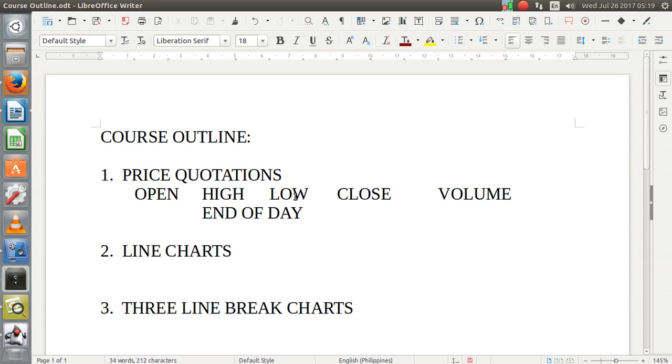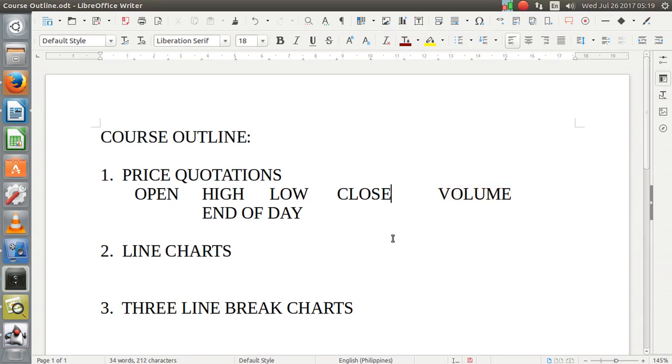And of course, you have to take into consideration volume. Volume is also very important. We'll take this up in future videos when we talk of advanced charting methods, okay? But definitely volume plays a crucial role. As I said, we'll take it up in future videos.